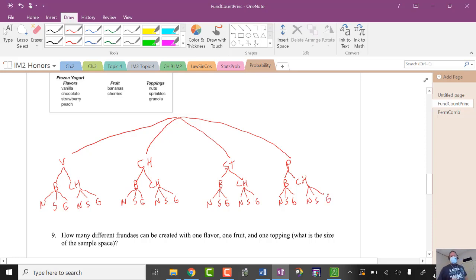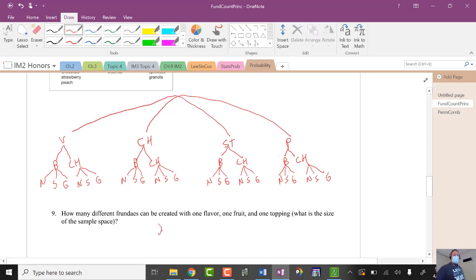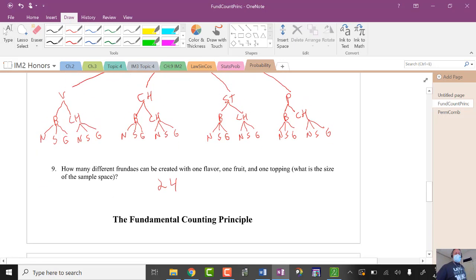3, 6, 9, 12, 15, 18, 21, 24. So how many different sundaes can be created with one flavor, one fruit, and one topping? That's 24. One of each, no mixing. Otherwise, it creates a whole different ball game, which is tougher to figure out in the beginning stages of this.